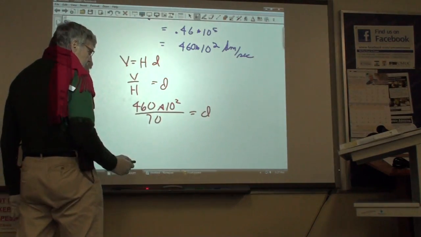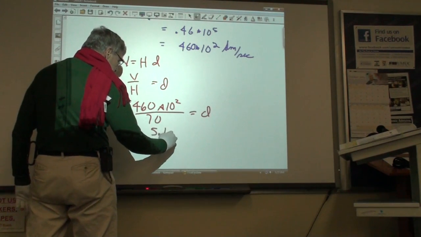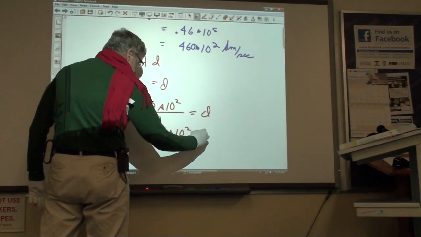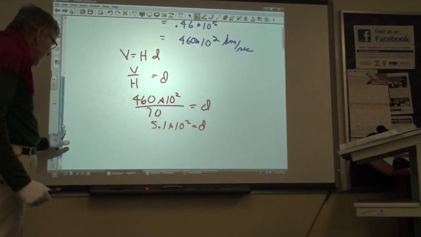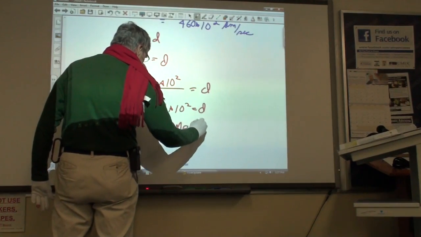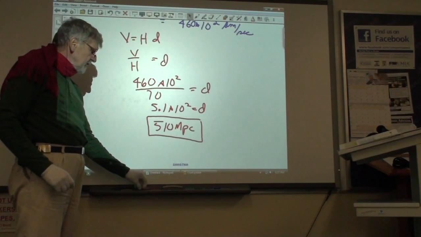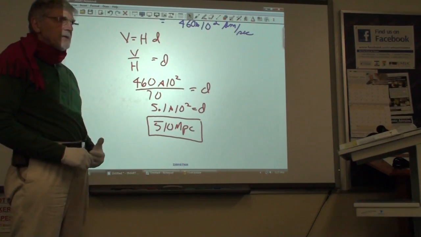And 70 goes into 460 about 5.1 times. So that's 10 squared is our distance. And that tells us that 510 megaparsecs is the distance to this quasar. Quite far away, and they are very bright and very far away in the usual case.